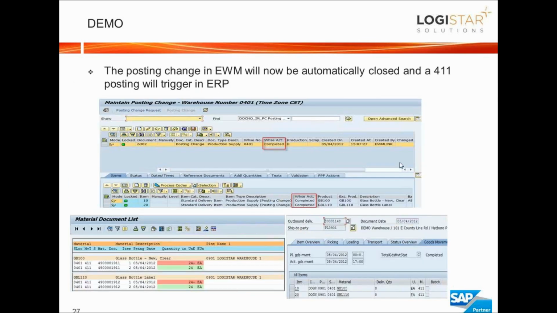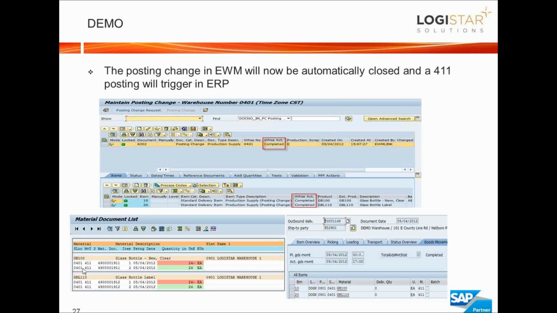By doing that movement and doing the confirmation of that warehouse task, it automatically closed the posting change, set it to completed, both at the item level and at the header level, and it would have automatically triggered, remember, I said it looks like an SLOC to SLOC, a 411 over to ERP. That's what you're seeing down here, the lower left, is the material document list. So you're seeing the 411 for both my glass bottle and my labels, and you're just seeing a negative and a positive. It's just a movement.